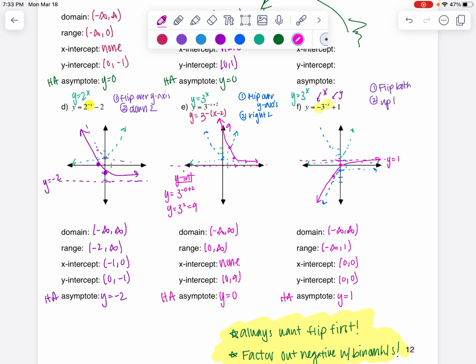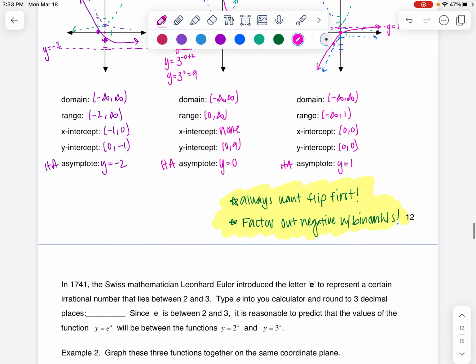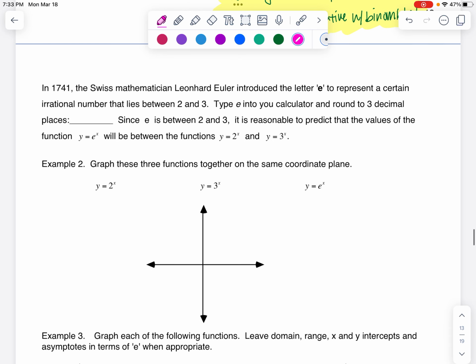That is just our simple transformations with our exponential functions. Going now to page 13, we're going to be dealing with the letter e. So there's a story behind it. In 1741, the Swiss mathematician, Mr. Euler, introduced the letter e to represent a certain irrational number that lies between 2 and 3.